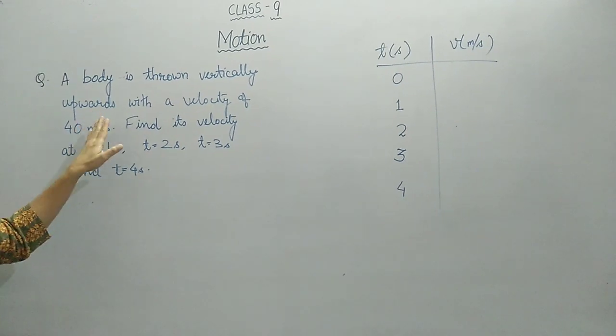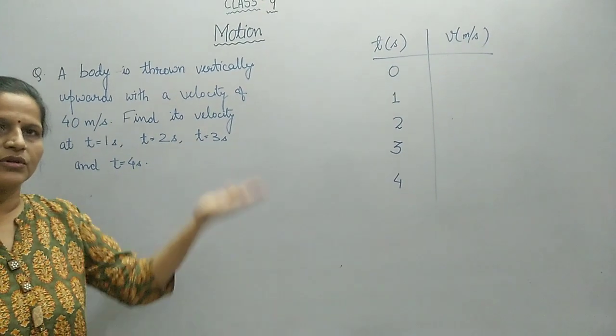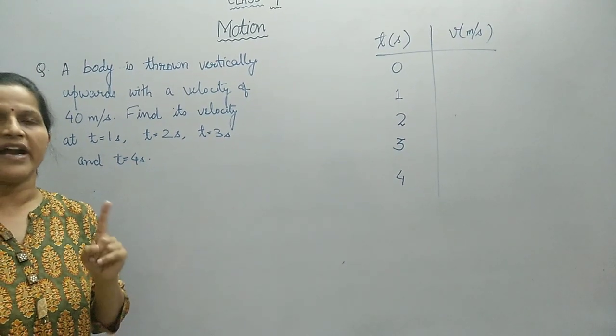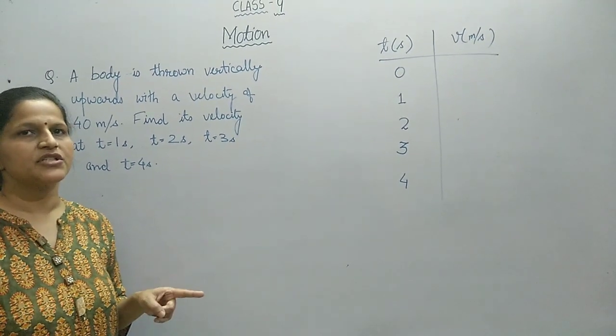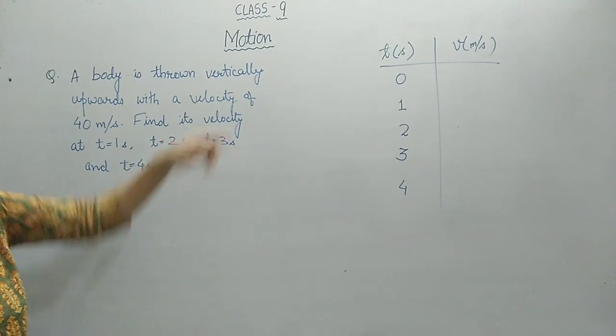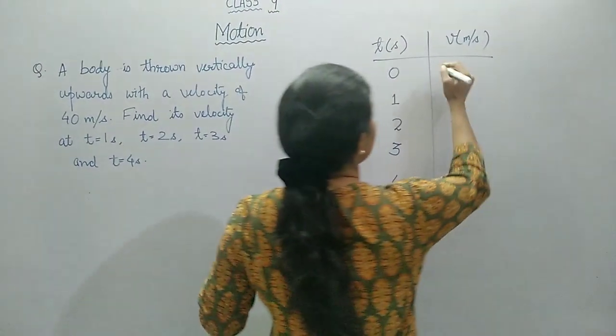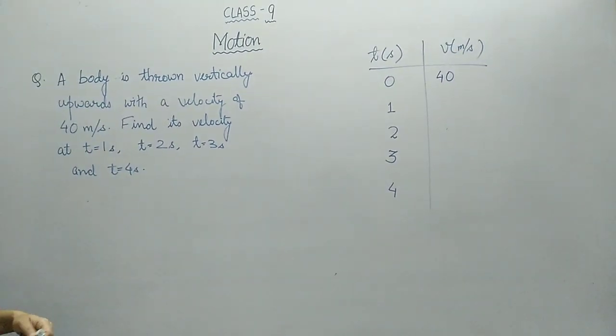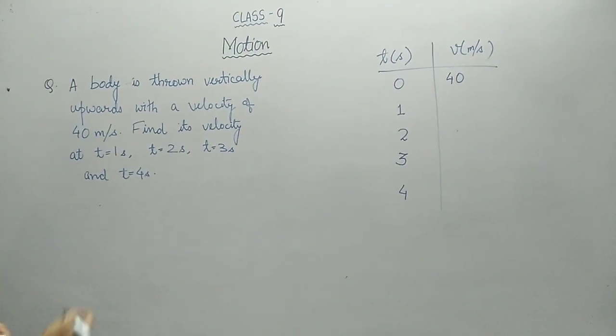Here in this question, when the body is just thrown, that is the time where we have started our observation. So it means that at t equal to 0, its velocity is 40 meter per second. So if we write down in this table, at t equal to 0, the velocity has its value of 40, and this is what we call initial velocity also.